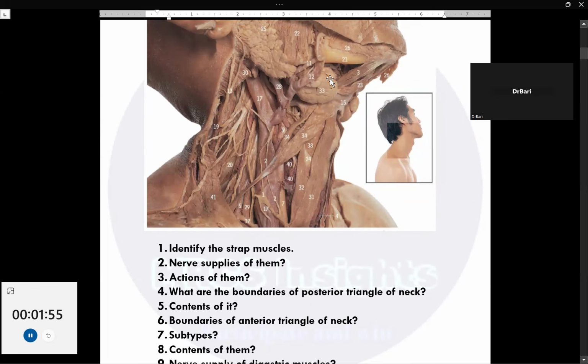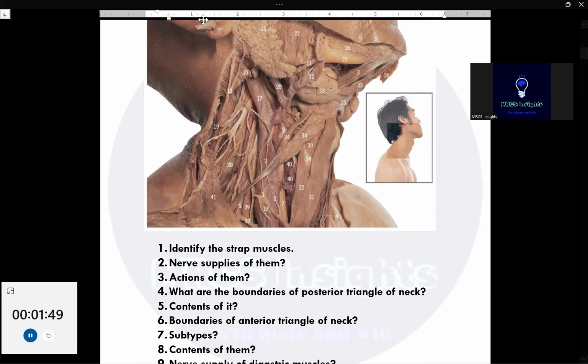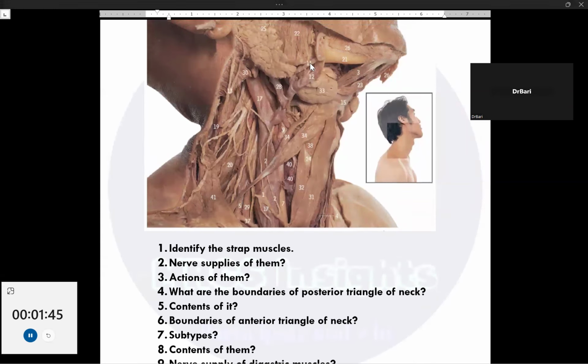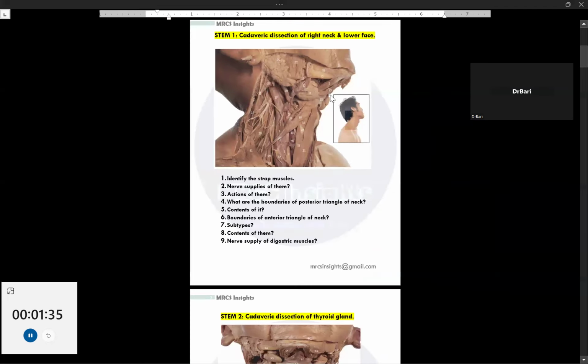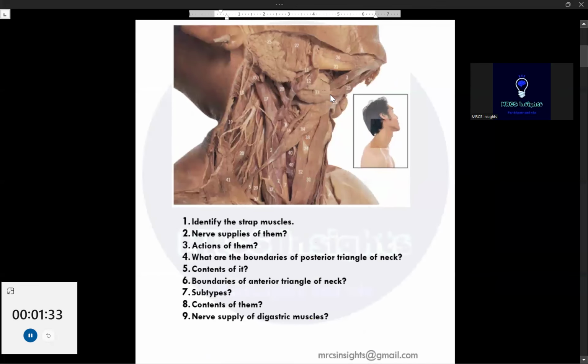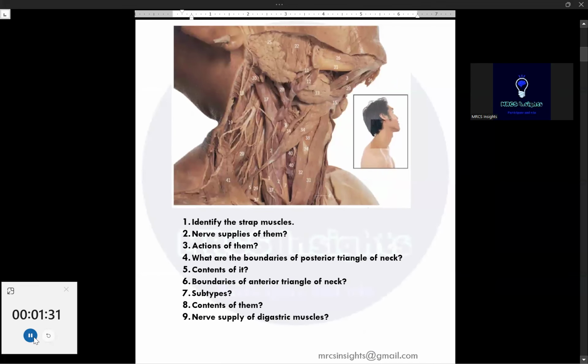Okay. So now tell me the nerve supply of the digastric muscle. The anterior belly of the digastric muscle is supplied by the nerve to mylohyoid, and the posterior belly of the digastric is supplied by the facial nerve. Okay, excellent. Dr. Bari, you have completed within your time.